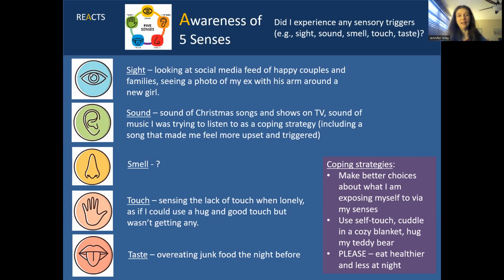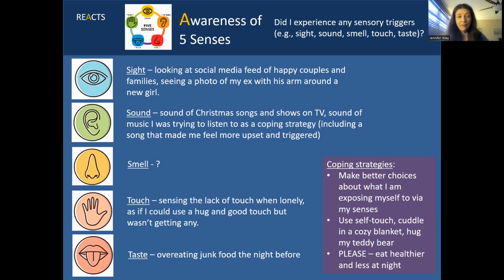Sound, so sound of Christmas songs and shows on TV, sound of the music I was trying to listen to as a coping strategy. So in the first video, I referenced that one of the strategies used along the way was to listen to music. And in the course of listening to music on Pandora, a song came up that was triggering. So the sound of that escalated everything that I was feeling.